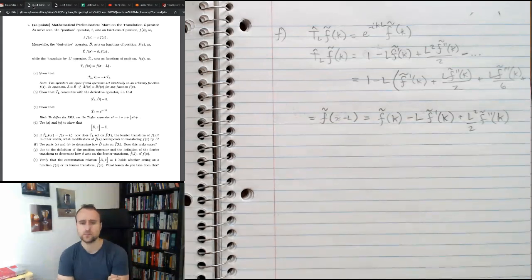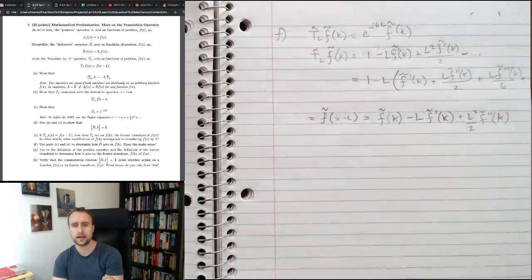Let's think about what we're doing here. I'm trying to see how the derivative operator acts on the Fourier transform. Now we know, using parts C and E, that in E we showed that this translation operator acts by removing this e to the IKL. That's what it does to the Fourier transform. So the question is, what does the derivative do on that function? Maybe I'm going about this wrong.